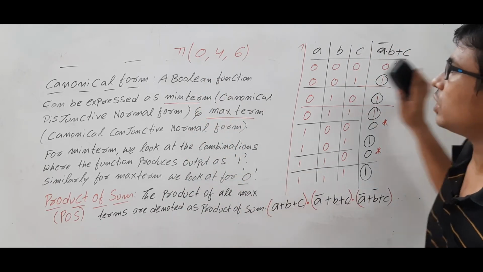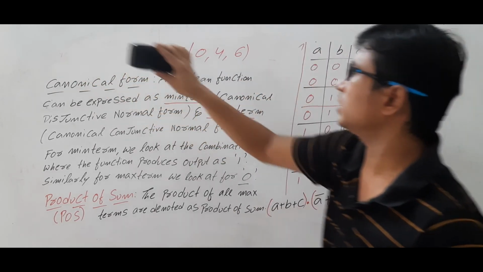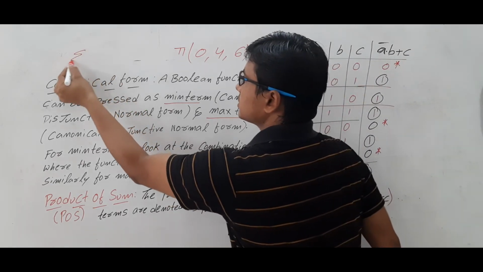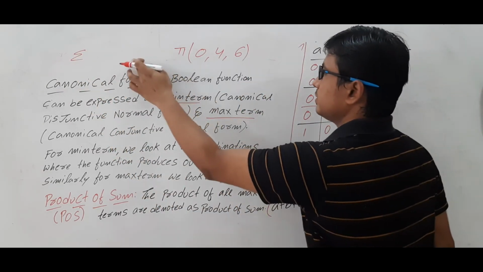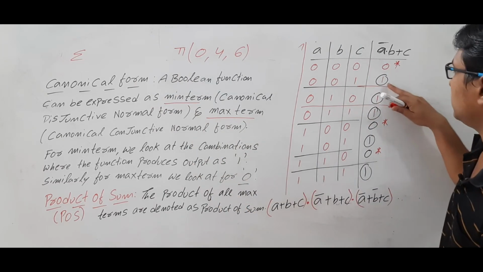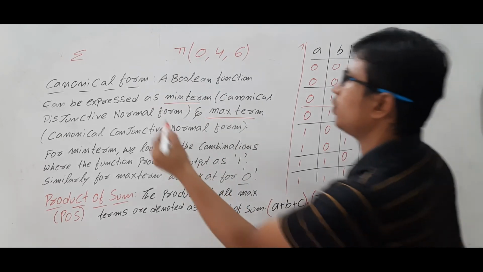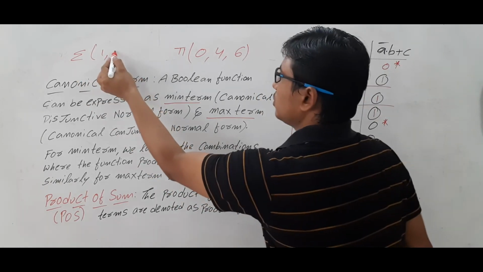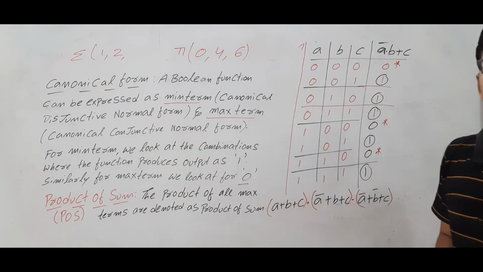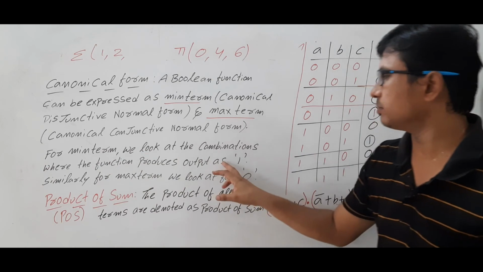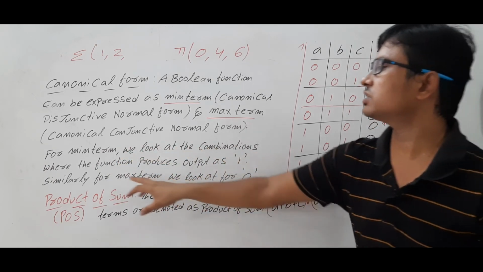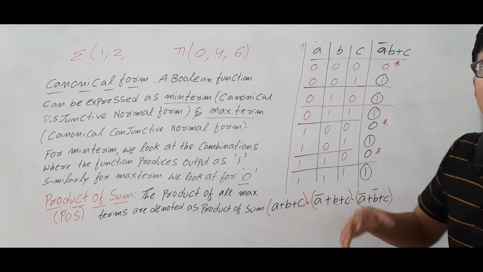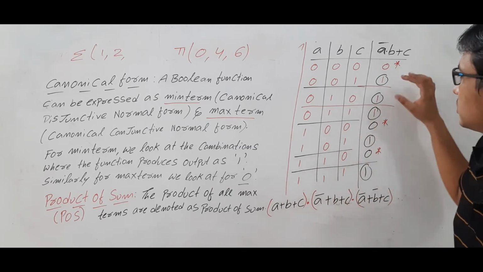Now you can ask me, sir, what is the sum of products for this one? Once you got the product of sums, we can even represent the sum of products also. Is it clear? Now when it is producing the output as 1 here, so this decimal number is 1, and here also it is producing the output as 1, 2. What is the sum of products? First we need to find the min terms. What is a min term? We look at the combination where the function produces output as 1.